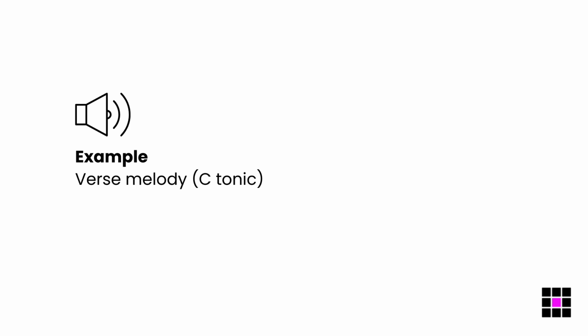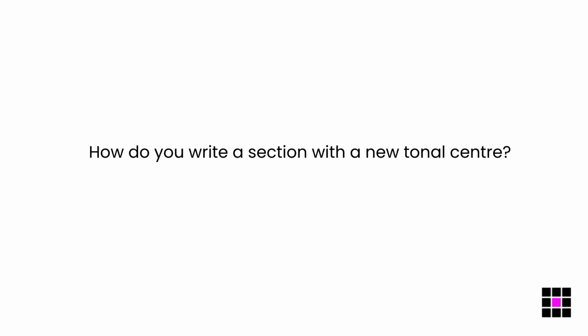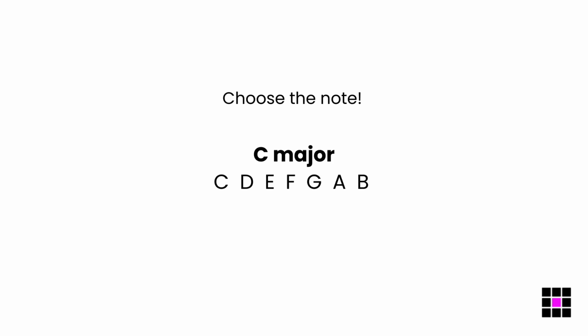This technique works, right? So how do you write a section with a new tonal center? Well, the first thing you want to do is choose the note that's going to be the new tonal center for your chorus. This can be any note in the key. Some will work better than others. The sixth is probably the easiest because that's the relative minor, but you could also choose the second or the fourth or any of the other notes in the key.